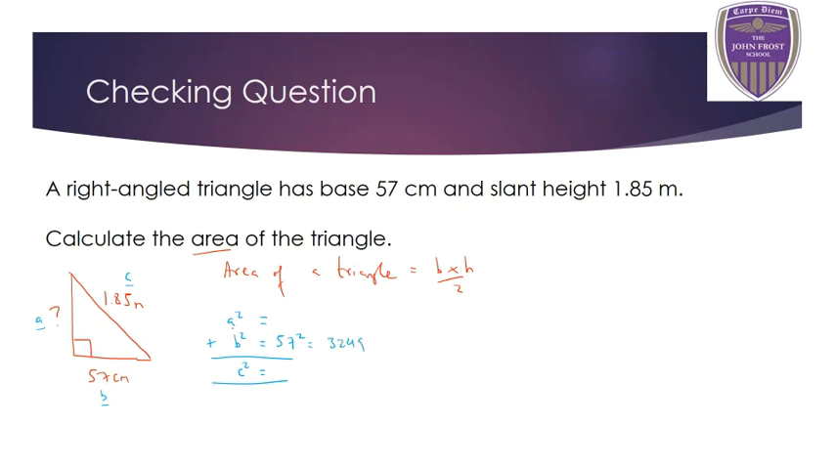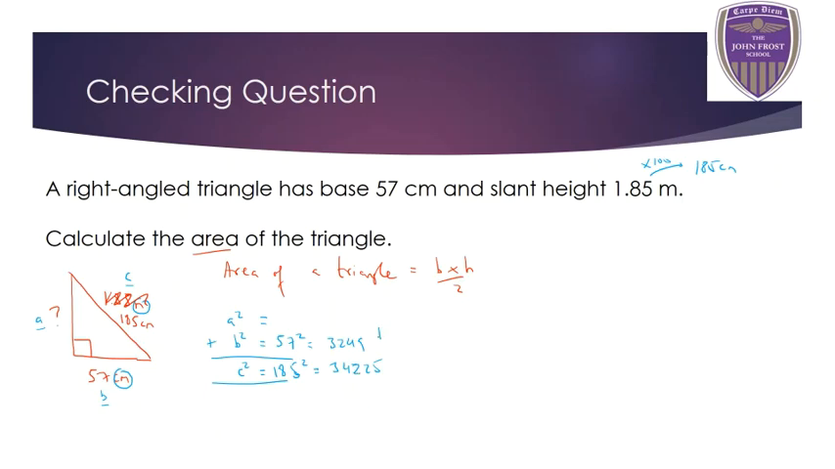C squared is not 1.85 squared, because that's in meters, and this one's in centimeters. So I've got to turn 1.85 meters into centimeters by multiplying by 100. This actually is 185 centimeters. So really I should cross this off here and write it down in centimeters, so I've got the same units. 185 centimeters. So C squared is 185 squared. And 185 squared will be a rather large number. It is 34,225.